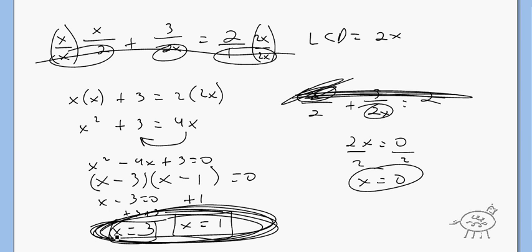Okay, so let's get into ones that are a little more difficult here. Got a few more examples to do with you guys. x over x plus 9 equals 9 over x plus 9 plus 2.